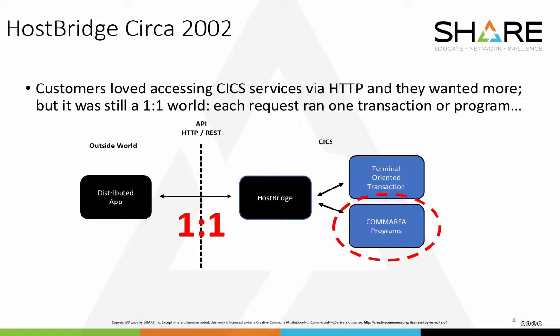But still, it was kind of a one-to-one world. And this is a problem. And we're going to come back to that even in 5 slides or 6 slides. But this one-to-one world is that one request comes in and it executes one thing, one artifact, one COBOL program, one transaction, and then you get a response. And what happens if that one thing isn't quite enough to be able to satisfy the business requirement?